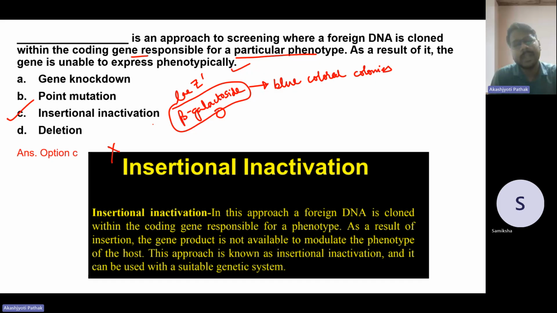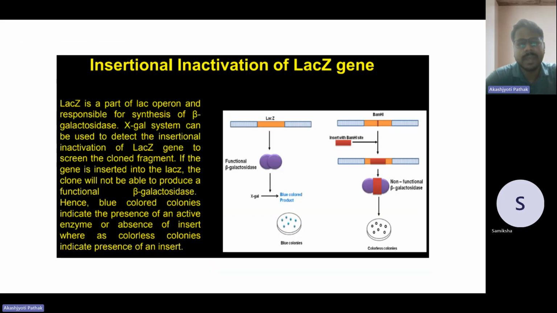And other than that, commonly the PCR method is used, and there is restriction digestion. So using restriction digestion and PCR, you can identify whether your clone or your plasmid has the gene of interest or whether it is non-recombinant. Okay. So this is the mechanism. This is what is insertional inactivation.